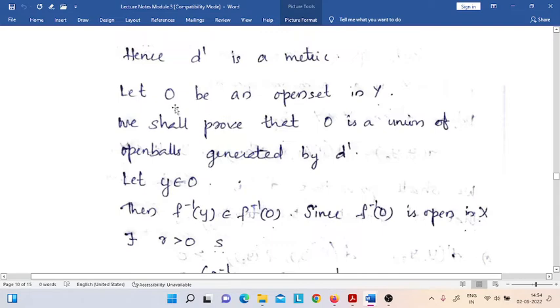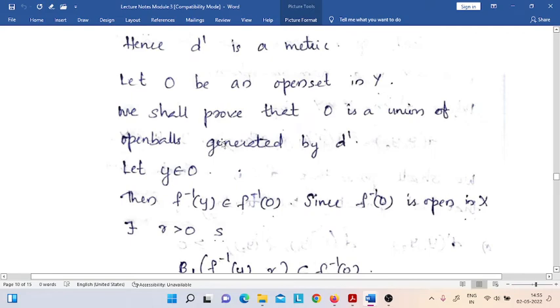So we start with an arbitrarily chosen open subset O of Y. That means O is an element of the topology, so O is a member of the existing topology on Y.